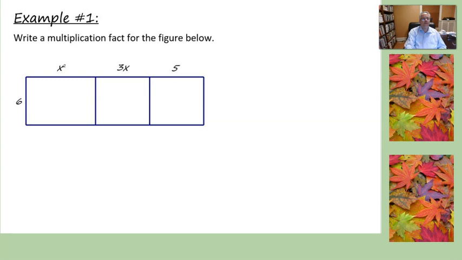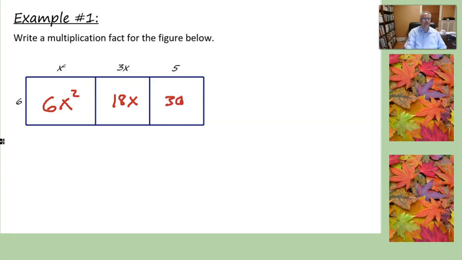We may have more than just two rectangles. Here we have three pieces. This first one is 6 times x squared, so that's 6x squared. That's the area of that piece. 6 times 3x. Well, 6 times 3 is 18, and we're still multiplying that by x. 6 times 5 is 30.